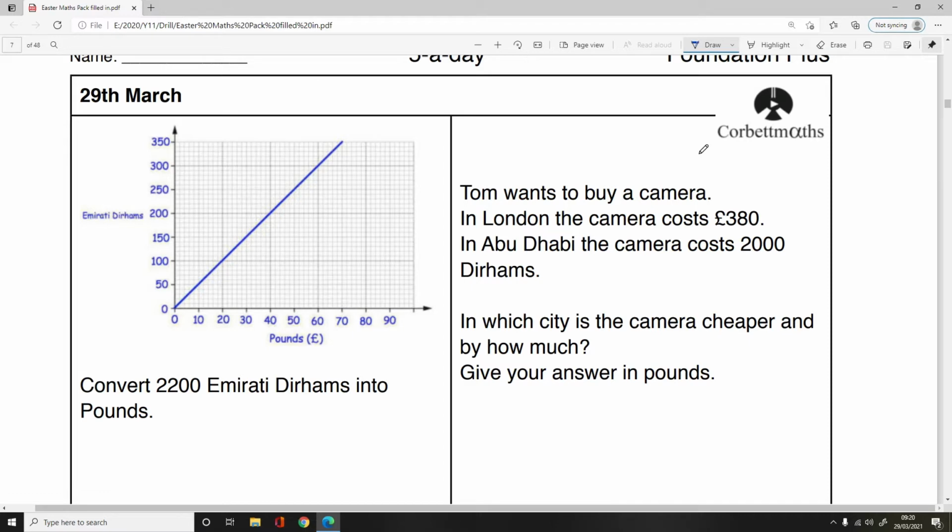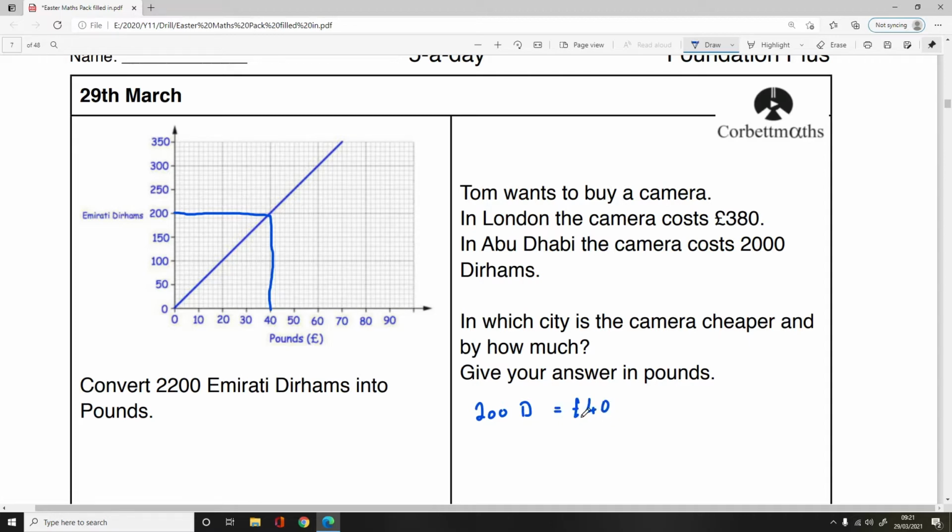Let's get started. Our first question is essentially a proportion question, proportion graphs. I think it's just reading stuff off and comparing. In London this camera costs £380, in Abu Dhabi it's 2,000 dirhams. In which city is this camera cheaper and by how much? We don't have 380 or 2,000 on here, but we need to come up with things that we can multiply. So my suspicion would be, let's go from 200. Let's read that off, and that goes with £40. So we can say that 200 dirhams is equal to 40 quid.